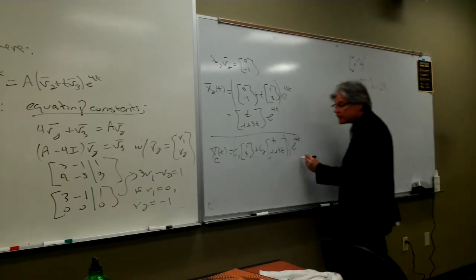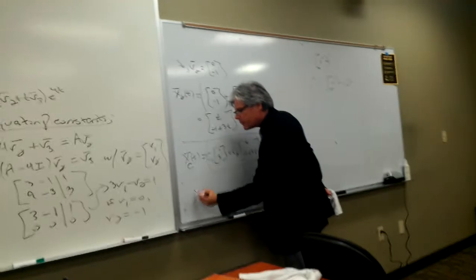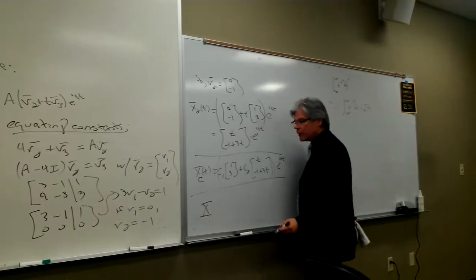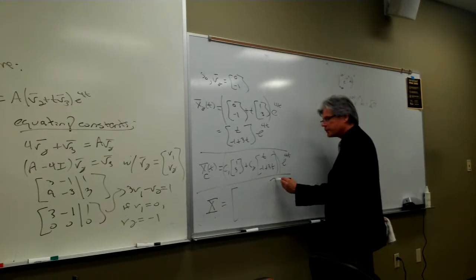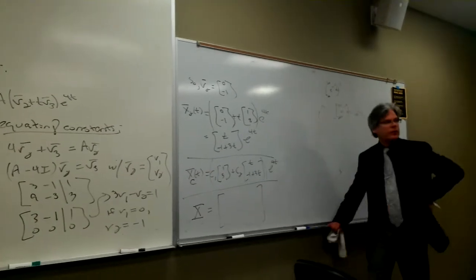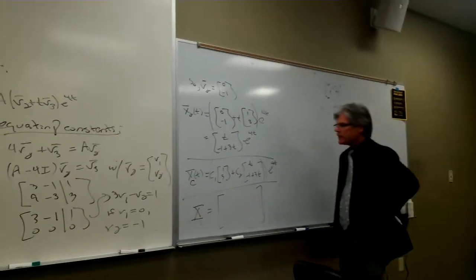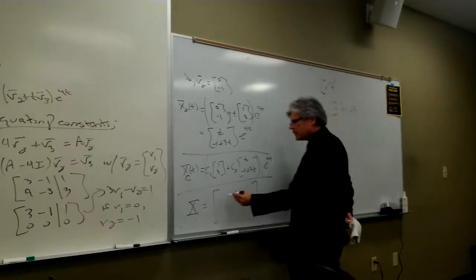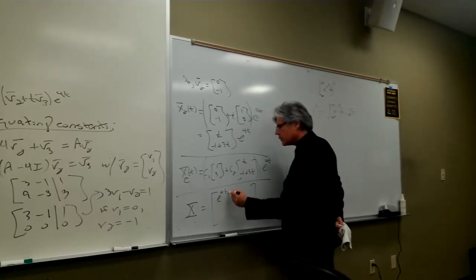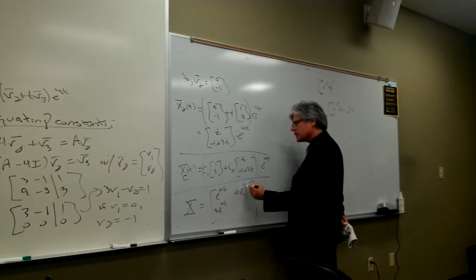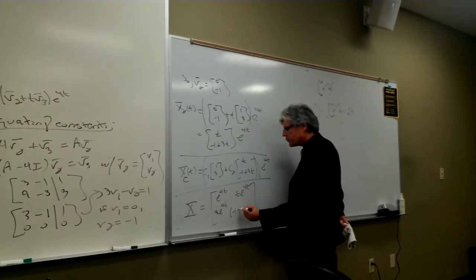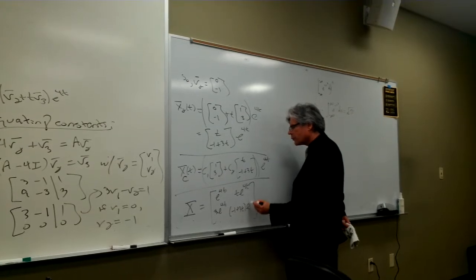It also happens to mean, though, that my fundamental matrix is going to be a matrix which, column by column, simply consists of my complementary components, which I think are going to be 1 times e to the 4t, and 3e to the 4t, and then a t e to the 4t, and then a negative 1 plus 3t, e to the 4t.